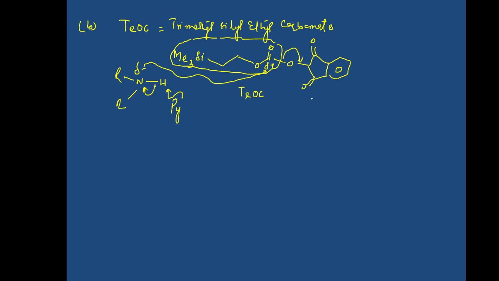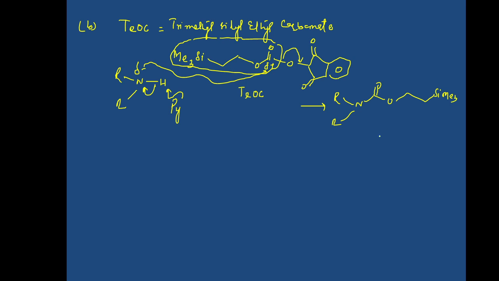So what will happen in the next step? I'll get this type of compound, R and R, and this nitrogen attacks the carbonyl group. This carbonyl group is attached to oxygen and to the ethyl groups, and we have SiMe3. So basically this is the protection of the nitrogen atom by Teoc.